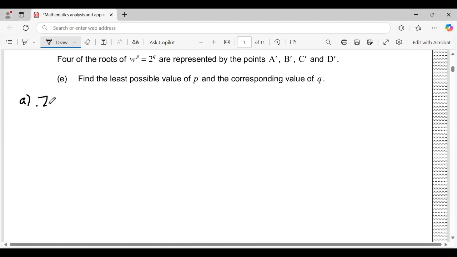Part A. According to the information that z equals r cosine theta plus i sine theta, I would like to find r as the modulus of 16i. It is 16.